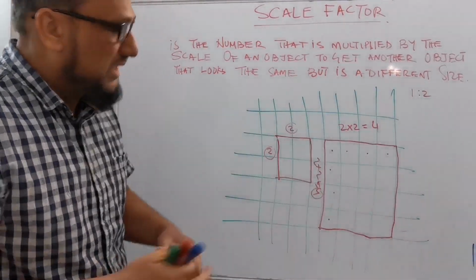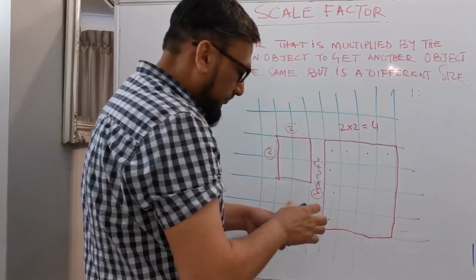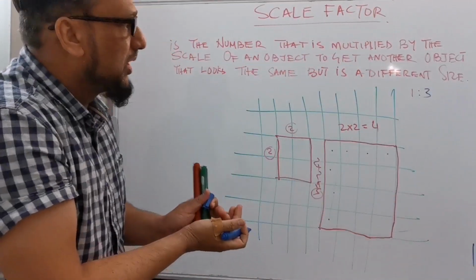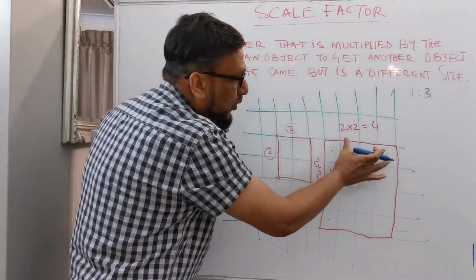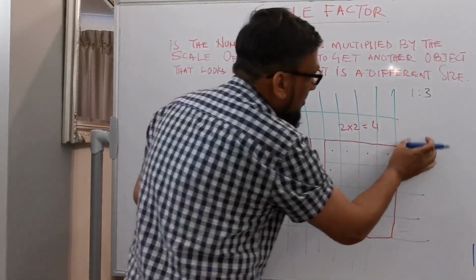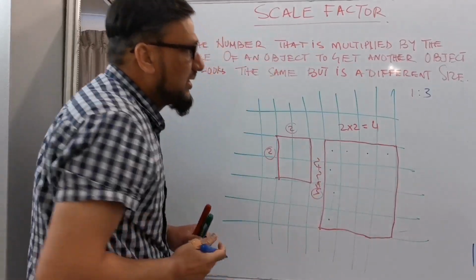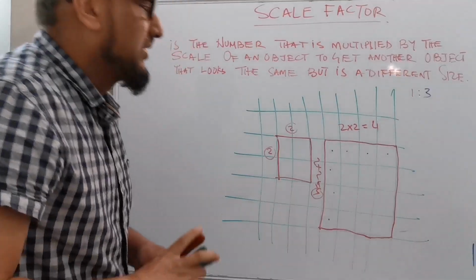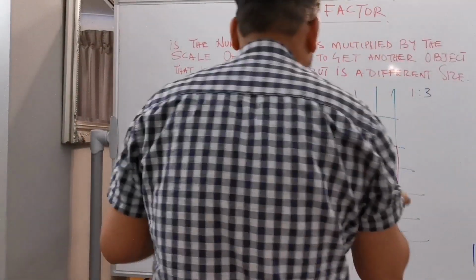And if they say the scale factor increases by 1:3, then you need to simplify: 2 times 3 is 6. Instead of 4 small squares, we are using 6. 2 times 3 is 6, so all sides have to be 6. So this is called a scale factor. And now I'm going to take another example.